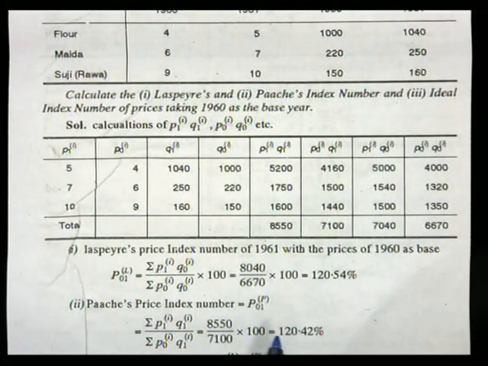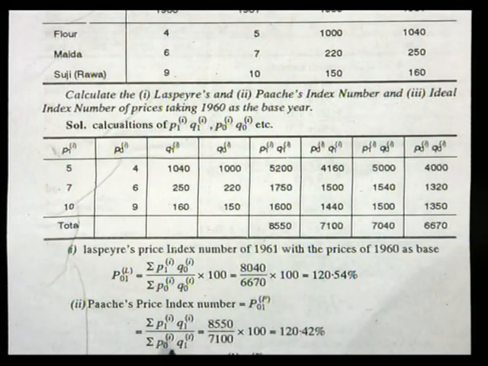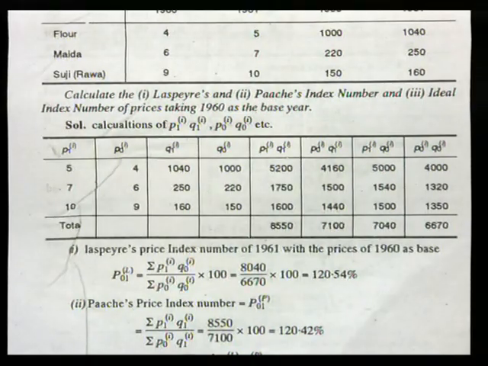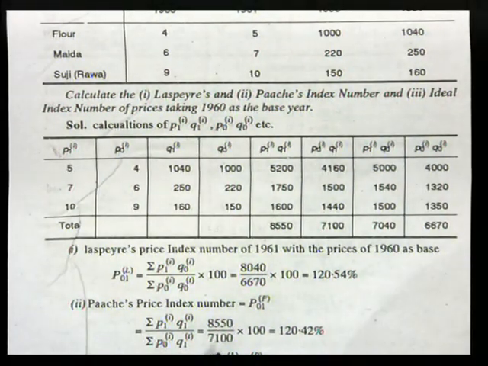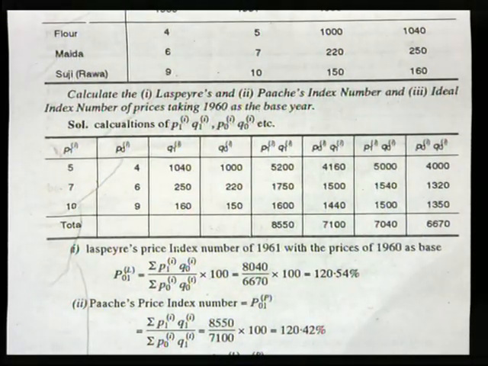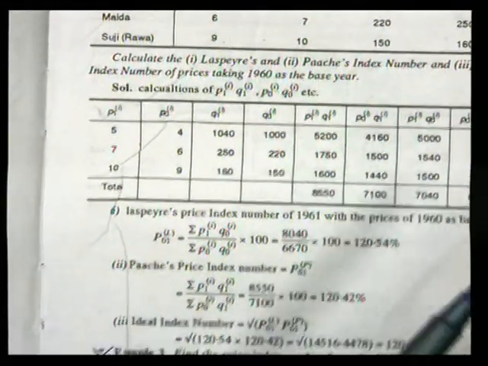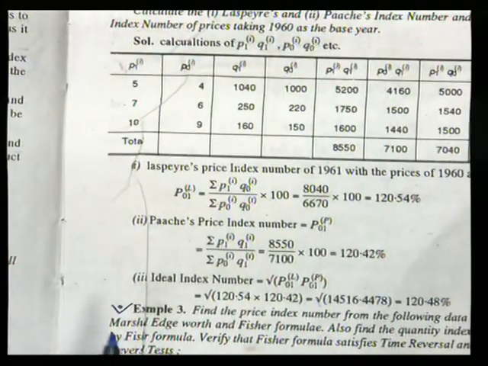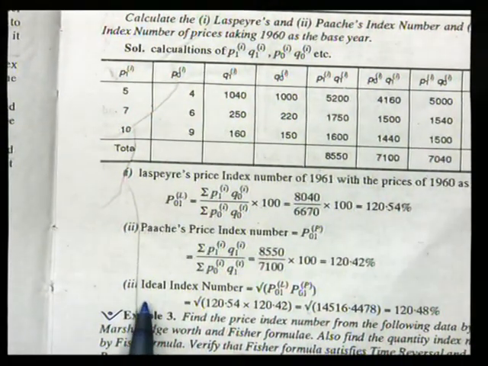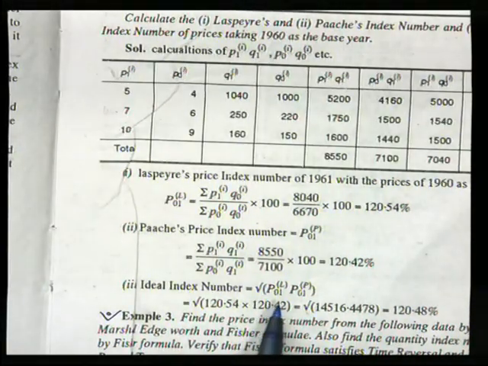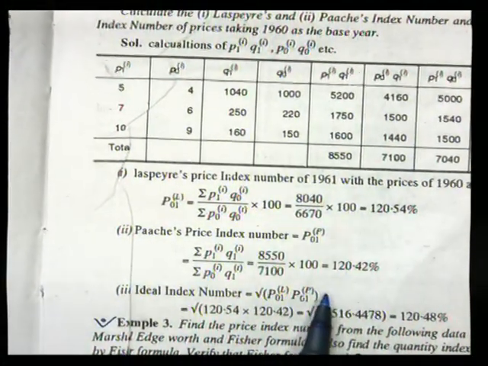Second is Paasche's price index number formula. So P01 Paasche is given by sigma P1 Q1 divided by sigma P0 Q1. So it is 8550 upon 7100 multiplied by 100. So it is 120.42%.